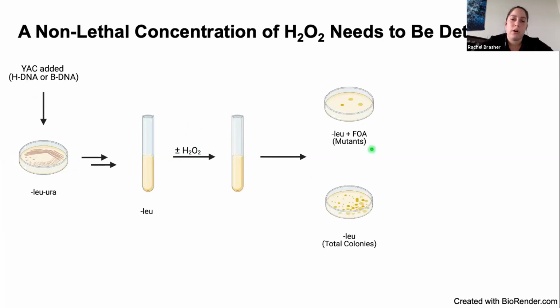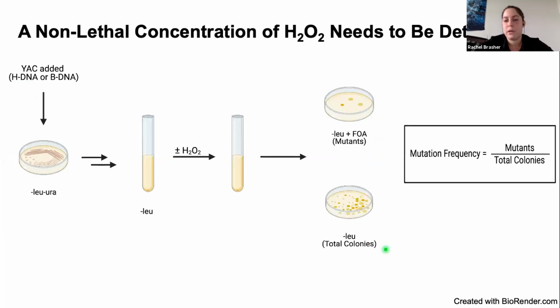Colonies are then grown on two different plates, one that will only allow for the mutants to grow, and one that allows for total colonies to grow. Mutation frequency is then calculated as the mutants over the total colonies. But before this experiment can be performed, a hydrogen peroxide concentration that will not result in a significant amount of cell death first needs to be determined.